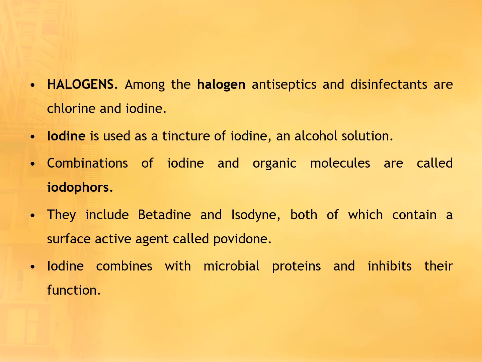Mostly used halogens are iodine and chlorine. As you all know, iodine is used as tincture of iodine, an antiseptic to clean wounds. Some of the forms of iodine are Betadine and Isodine, which contain povidone as a surface active agent. Mode of action: iodine combines with microbial proteins and inhibits their functions.